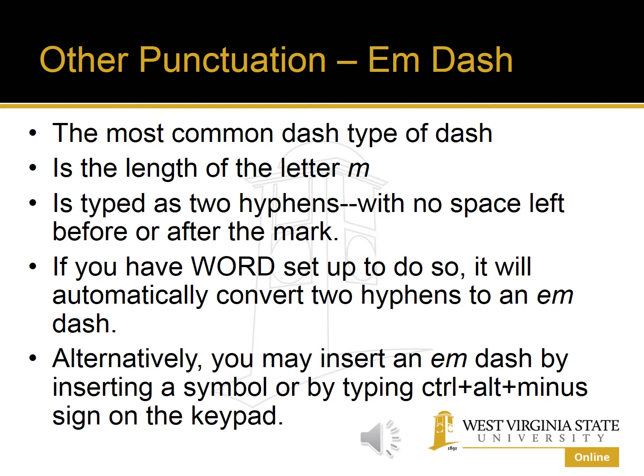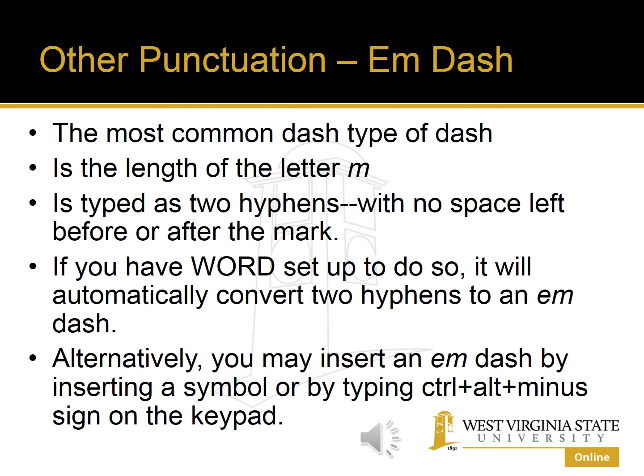We form the M dash by typing two hyphens in Microsoft Word or any word processor with no space before or after the mark. Normally, Microsoft Word will automatically convert those two hyphens into an M dash if it detects that there's no space following the dash. And the reason that this dash is called an M dash is that it's the length of the capital letter M.